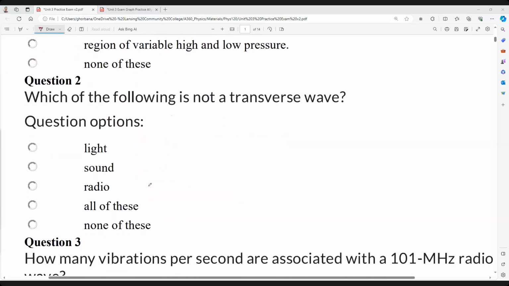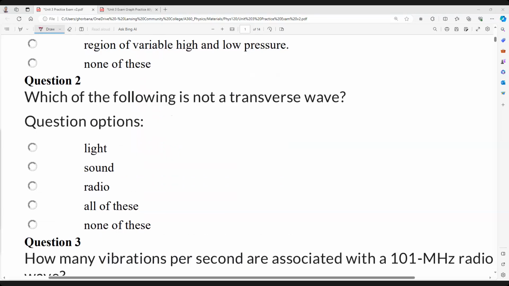Question number 2, which of the following is not a transverse wave? Light and radio are the same kind of wave. We call them electromagnetic waves. The radio wave is going to be exactly the same thing as light, so definitely these two are not the answer. So the only one that is left is going to be the sound. Sound is a longitudinal wave.